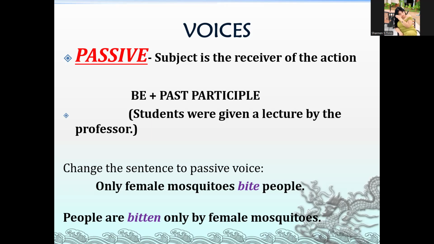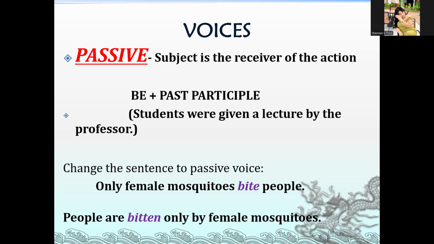They eat pizza. Sige, gawin nyo ang passive voice. They eat pizza. Tama naman, pero kulang lang ng be verbs. The pizza is eaten by them. Okay? The pizza is eaten by them. Okay? Next.